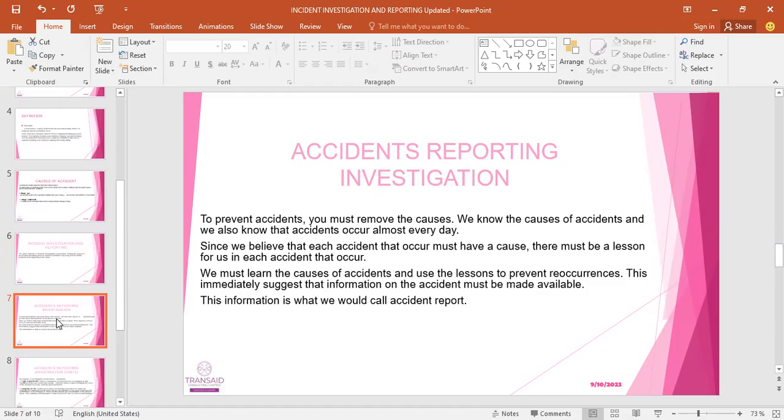This immediately suggests that information on the accident must be made available. The information on accidents is what we call accident reports. Examples of such reports are first aid reports, exposure incident reports, and workplace incident reports. The workplace incident report refers to the details of any physical event that happens at work that causes an interruption in normal work process, and could also affect an employee's productivity while at work.